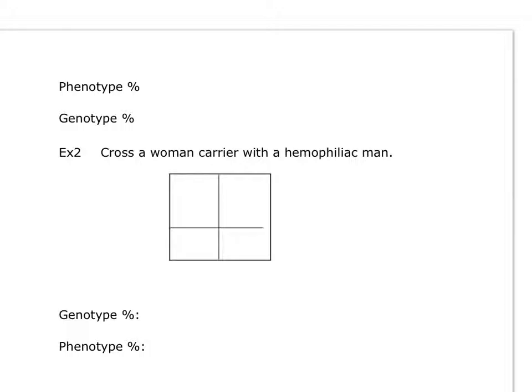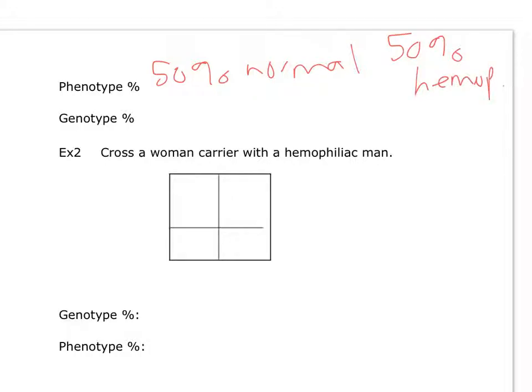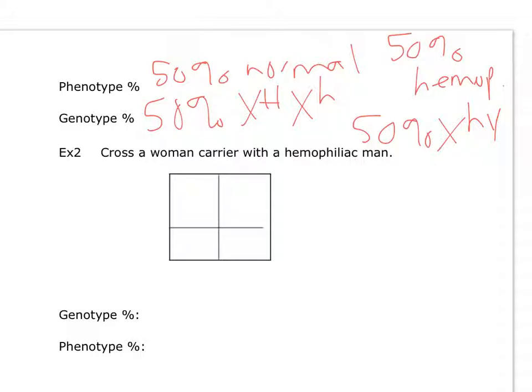All right, so phenotype percent, you're going to have 50% of our offspring are normal. You do not have to do this based on female and male unless the question asks you to. 50% of their offspring are going to have hemophilia. And then genotype percent, you would just write it out. 50% is going to be X big H, X little h, and 50% is going to be X little h Y. All the boys are going to get it.